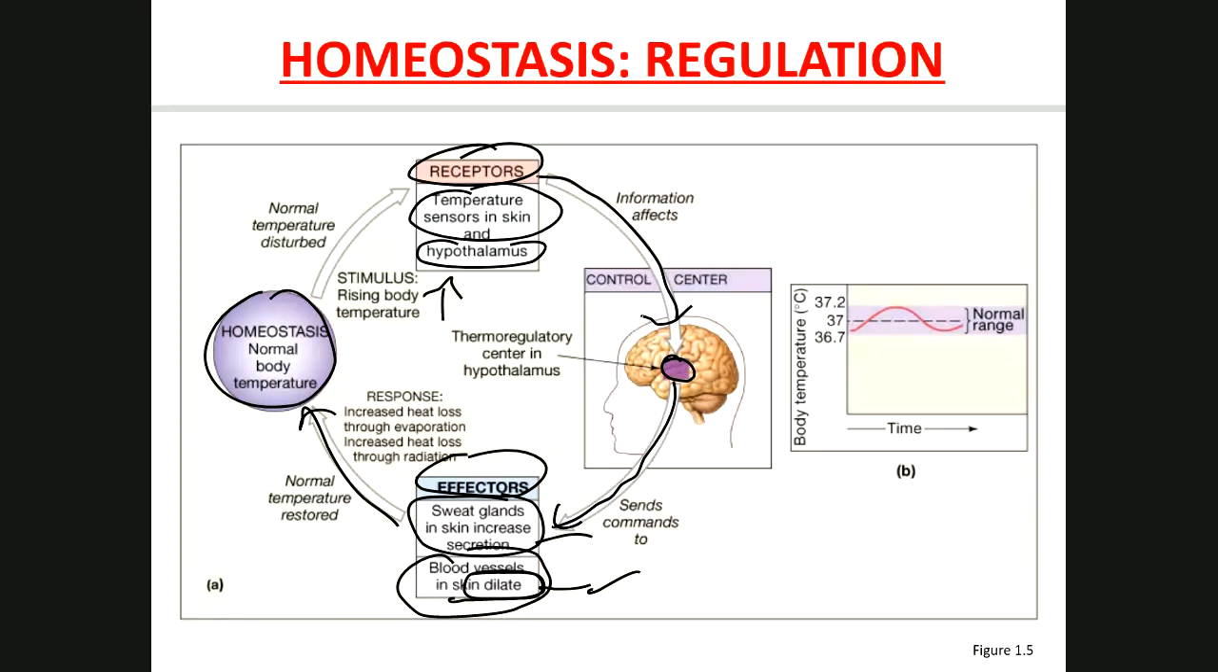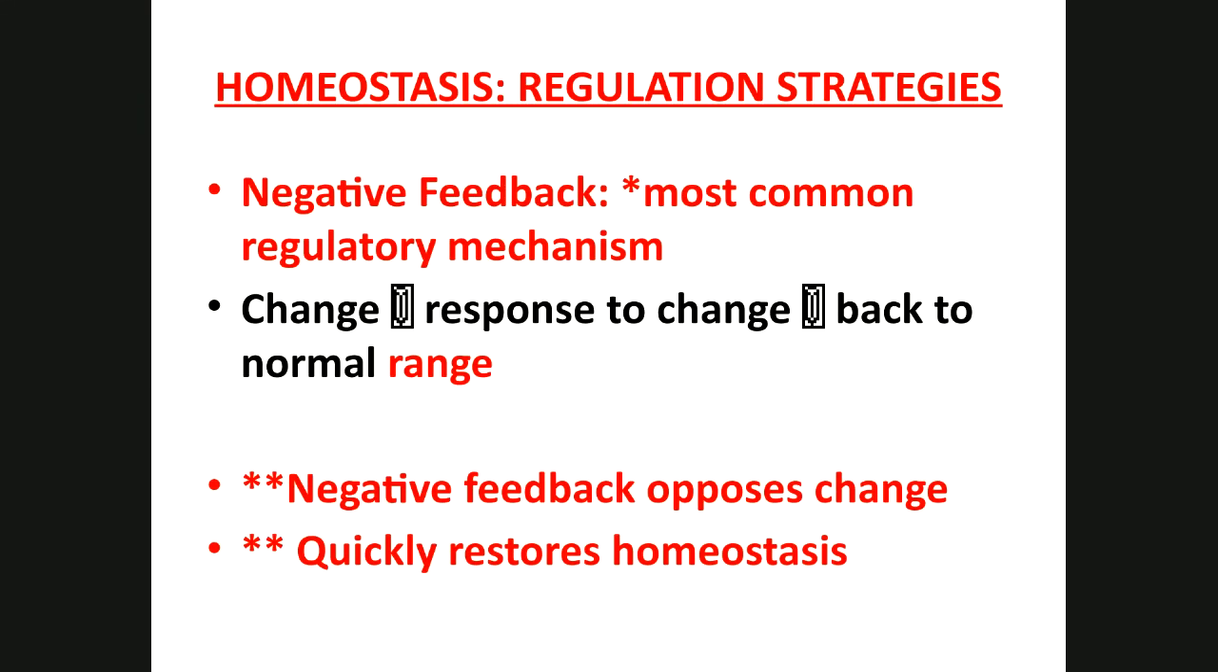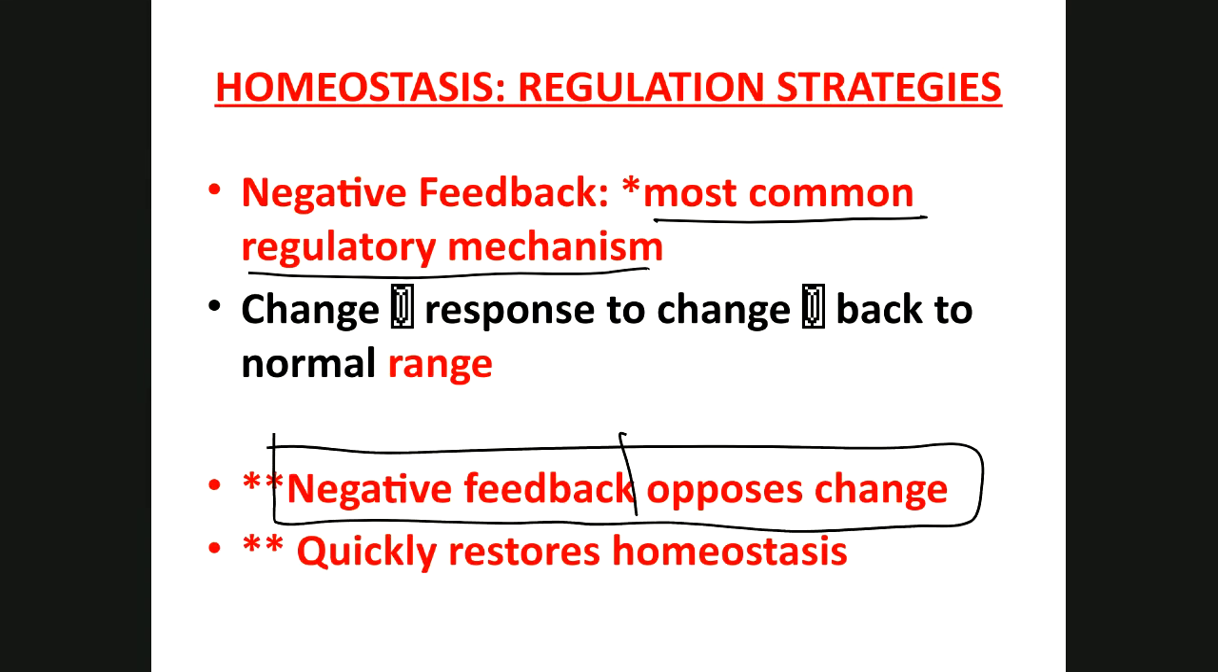So again, we have two types of response, two types of feedback that are possible. The first one is called negative feedback, and by far this is the most common regulatory mechanism. This is the most common response. Negative feedback is the one that's going to bring the body back to homeostasis by opposing the stimulus. So if the temperature is increasing, negative feedback is going to decrease the temperature back to homeostatic levels. So this is negative feedback.